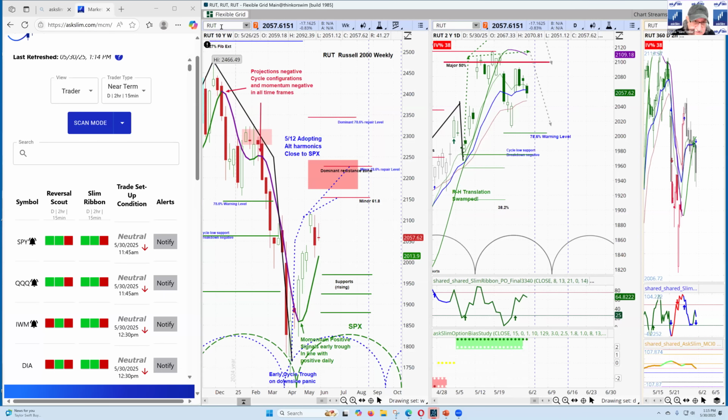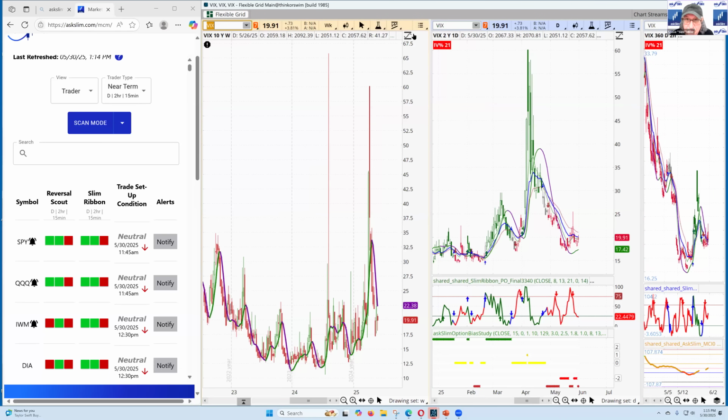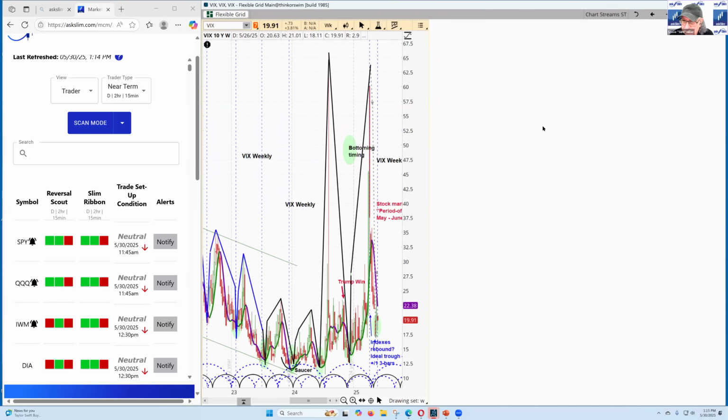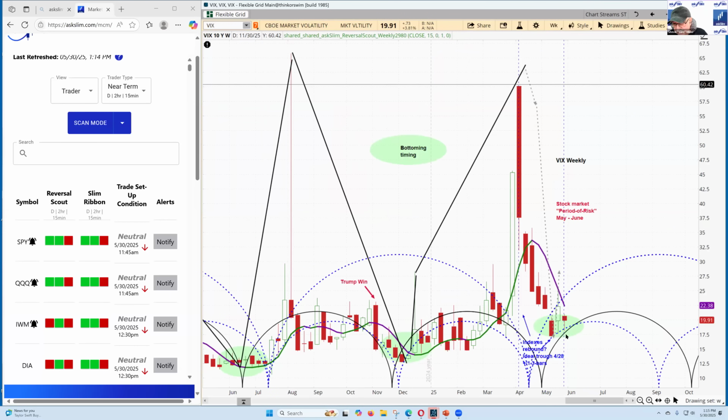Early in the show, somebody asked for the VIX, so I'm going to put that up right now. Here's your VIX weekly pattern. We were looking for a bottoming period right over here in the VIX. That really looks like it came a little bit early. Then you can see what we're looking at is a slightly earlier trough in the market somewhere over there.